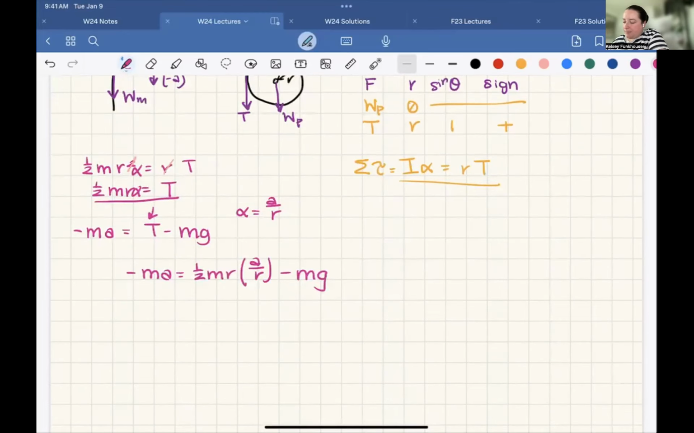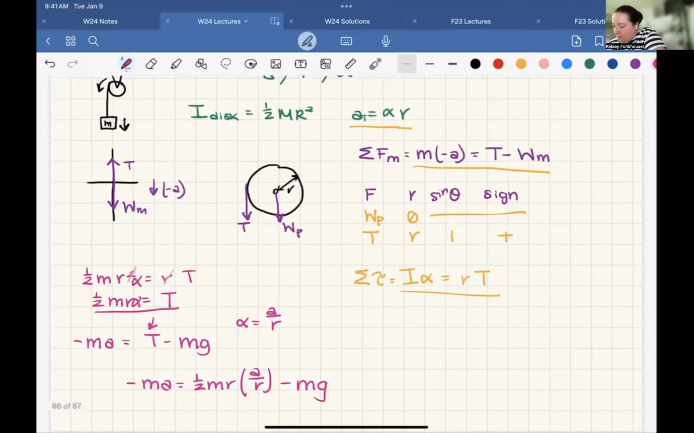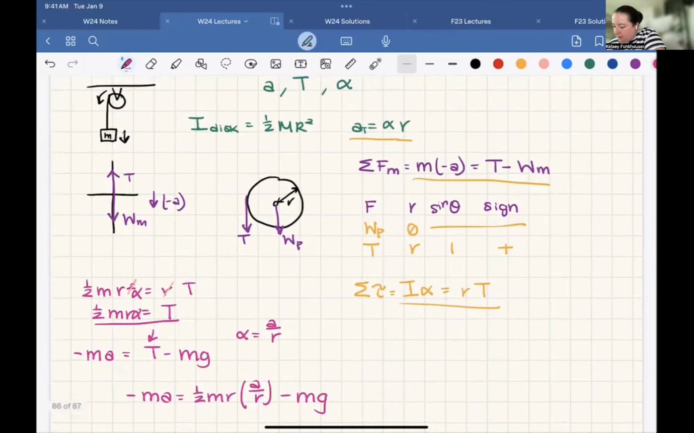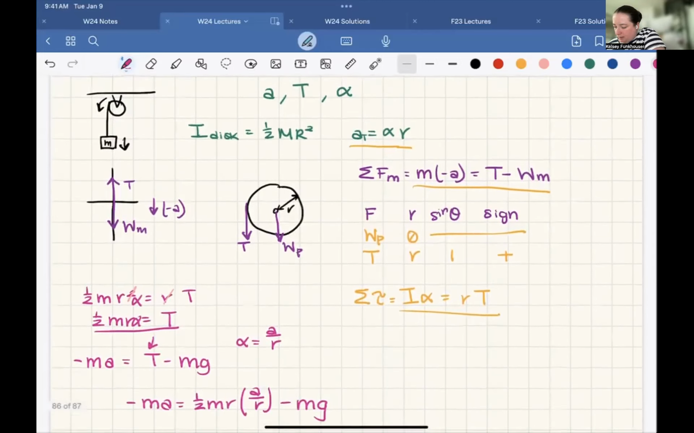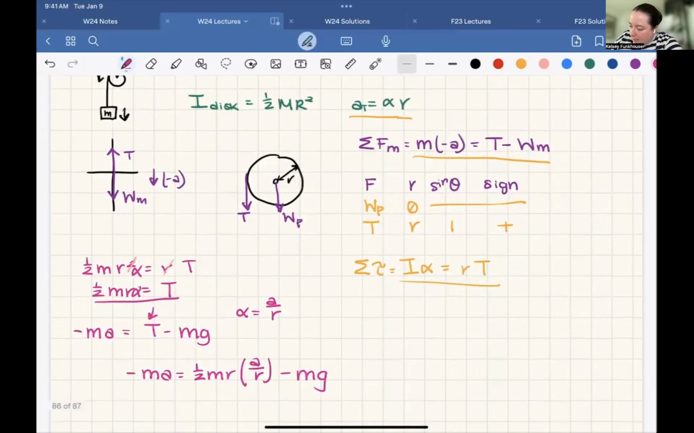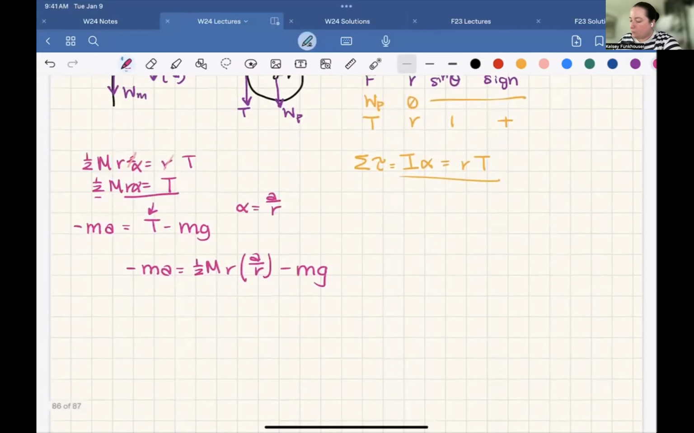Sorry, these are not all the same mass. One second, let me figure this out. This one is the mass of the pulley, so I'm just going to make that capital M. Because when I was practicing, this is where I messed up and got the wrong answer, because I pretended they were all the same mass. They're not. Okay, there we go.